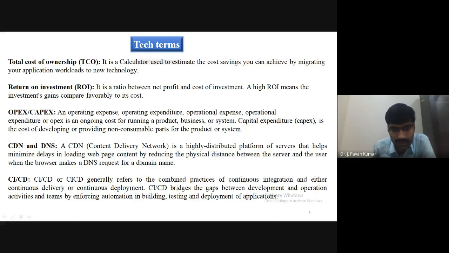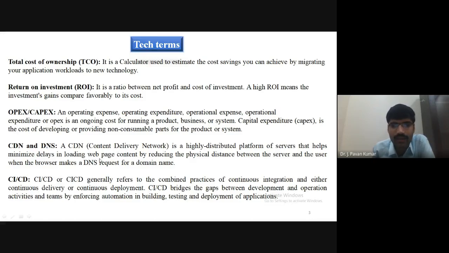So a domain name is nothing but google.com, facebook.com, or gmail.com. These all we will be using, right? That is called a domain name. Whenever the user enters a domain name, that will be given to the DNS server in the form of a DNS request. Then the DNS server will respond by giving the IP address. So in order to reduce the distance between the physical server and the user, while requesting the actual IP address, we will be using this CDN, content delivery network.